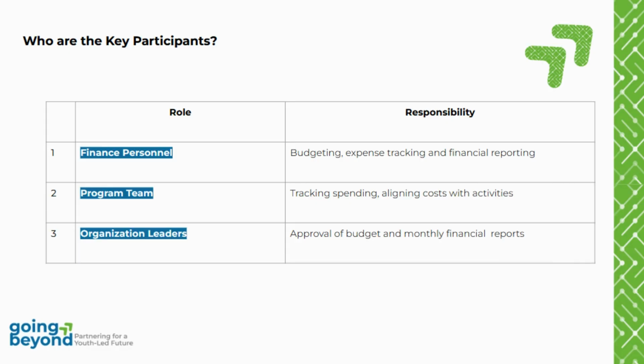Key participants and their responsibilities to this project implementation include budgeting, expense tracking, and financial reporting are the responsibility of the finance personnel. Tracking spending and aligning costs with activities are the responsibility of the program team. And finally, approval of budget and monthly financial reports are the responsibility of the organization leaders.